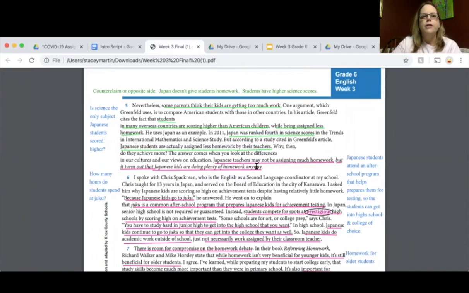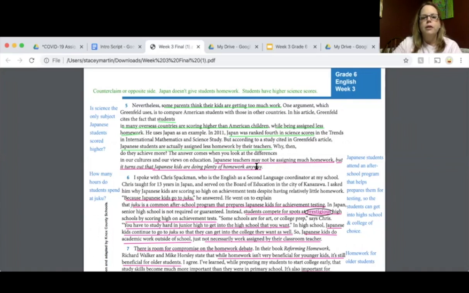Nevertheless, some parents think their kids are getting too much homework. One argument which Greenfield uses is to compare American students with those in other countries. In his article, Greenfield cites the fact that students in many overseas countries are scoring higher than American children while being assigned less homework. He uses Japan as an example.